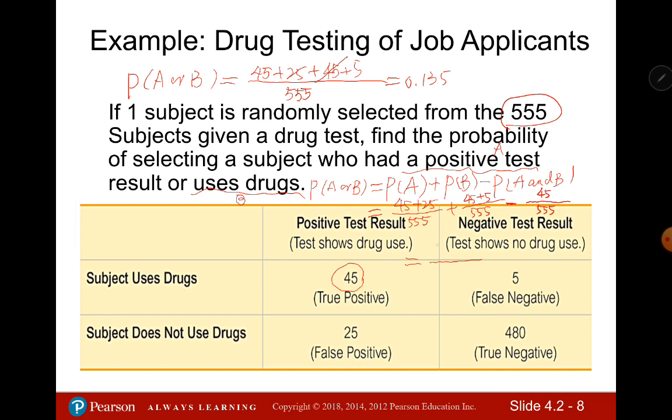It's just 45 plus 25 plus 5. So we will get the same answer as the previous method. Okay? So it's the same answer, but I prefer the intuitive rule. I prefer the first method because it's easy to understand. But the most important part is to make sure there's no double counting.